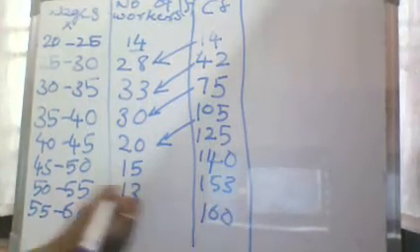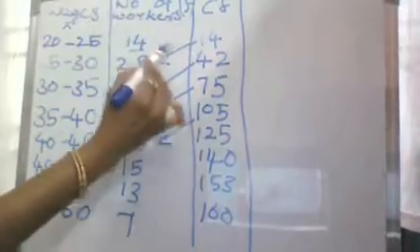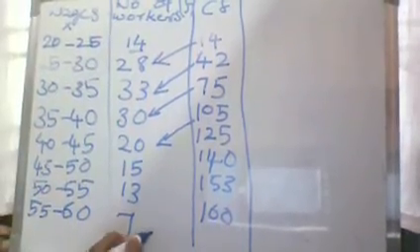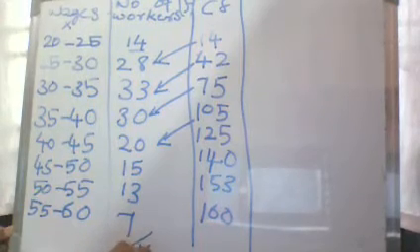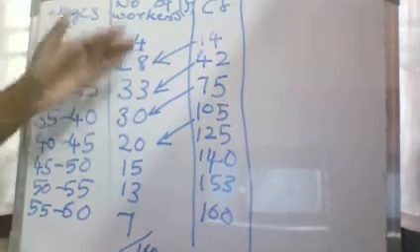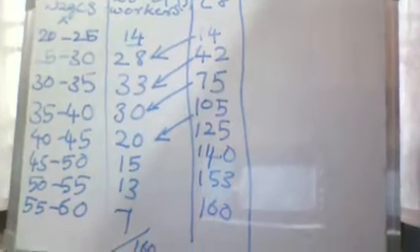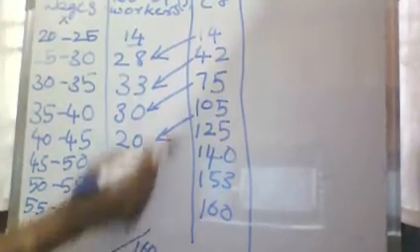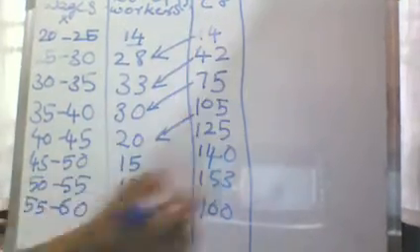153 plus 7 is 160. So the total of the number of workers, the total of the frequency, is 160, and you can see that here. Okay, now we have the CF.